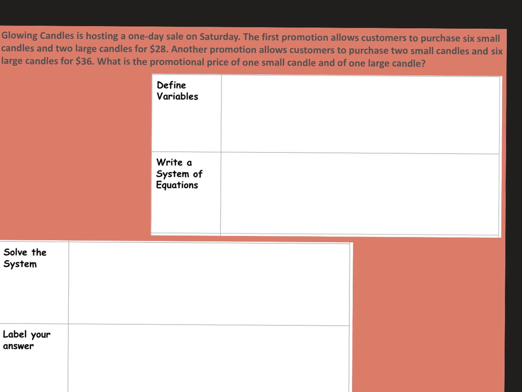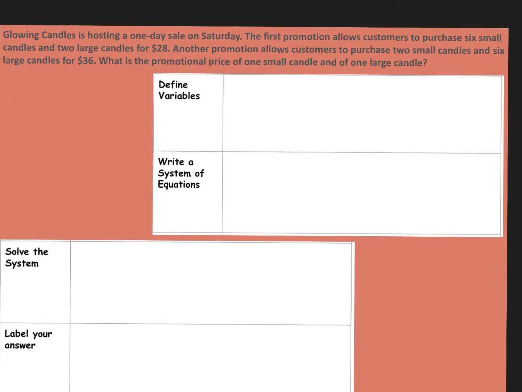Glow Candle, or Glowing Candles, is hosting a 1-day sale on Saturday. The first promotion allows customers to purchase 6 small candles and 2 large candles for $28. Another promotion allows customers to purchase 2 small candles and 6 large candles for $36. What is the promotional price of 1 small candle and of 1 large candle? All right. So what they're trying to get us to answer here is the promotional price of 1 small candle and 1 large candle. So the first thing we have to do is define our variables.